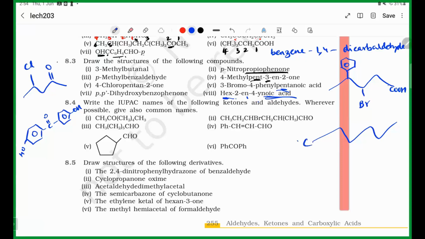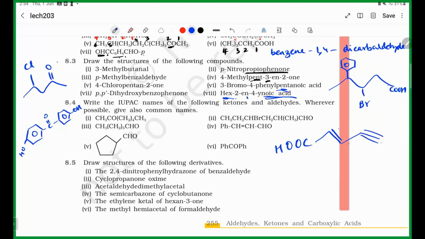So you actually switch to COOH here. This is 1, 2. At the second position, you have a double bond. 3, 4. At the fourth position, you have a triple bond. A triple bond is represented like that, except that's a double bond, right? That's 3, that is 4.